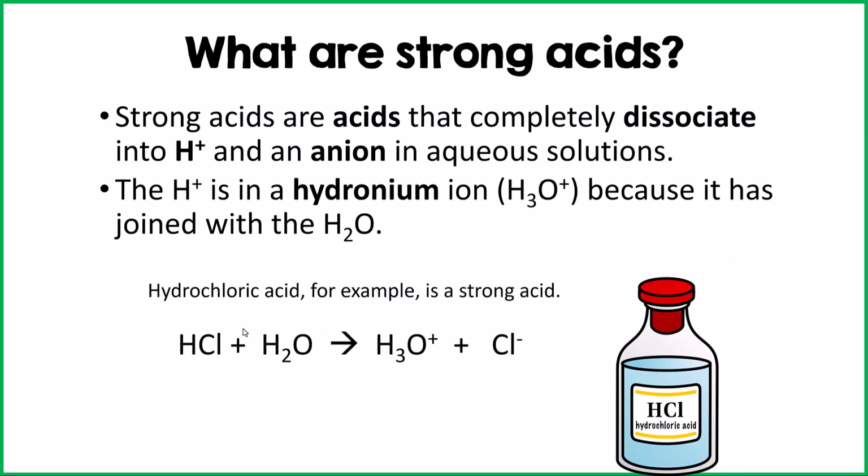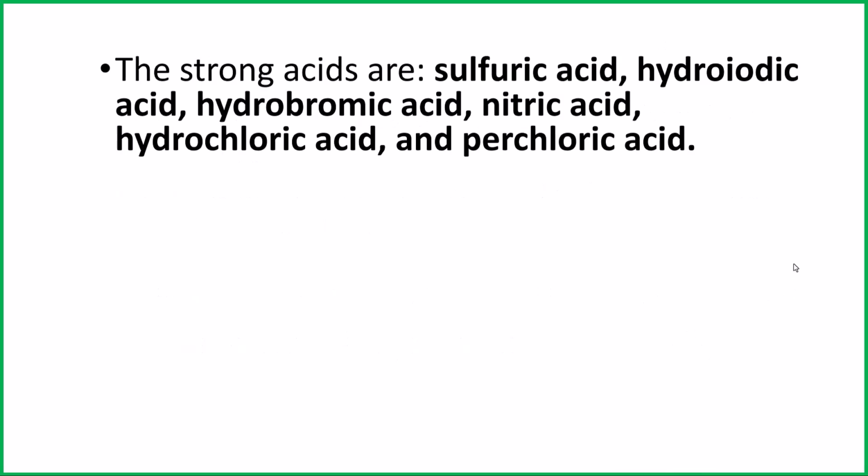So an example is hydrochloric acid, which is a strong acid. And so the H and the Cl here completely dissociate with the hydrogen ion then joining the H2O to create hydronium and a negative chlorine ion. So that complete dissociation and the primarily forward reaction here is what causes that to be considered a strong acid. The strong acids are sulfuric acid, hydroiodic acid, hydrobromic acid, nitric acid, hydrochloric acid, and perchloric acid.